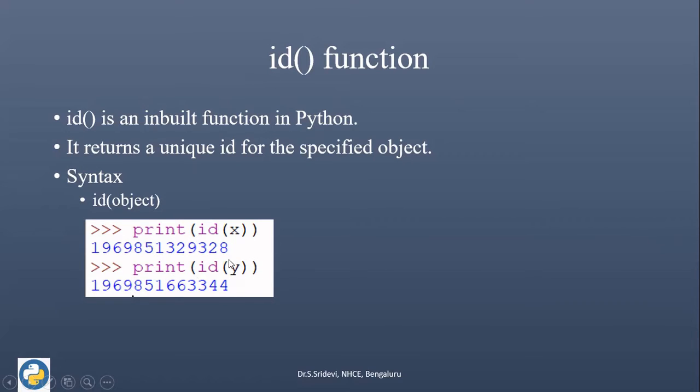And when we see this, the IDs of the objects x and y are different because those two objects are stored in different memory locations. So id is going to return a unique identifier which is similar to the memory location in C programming.